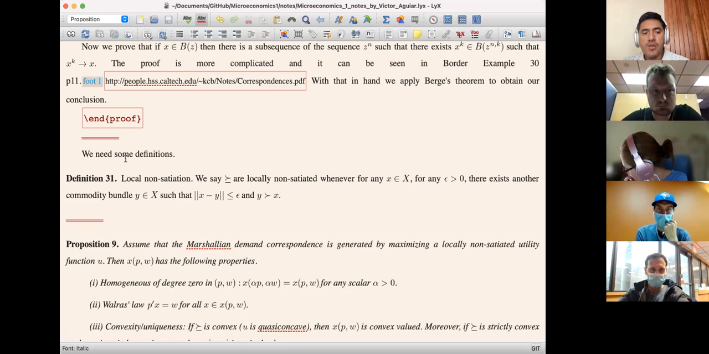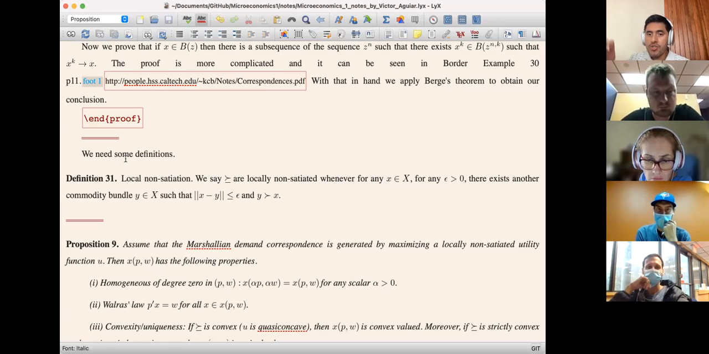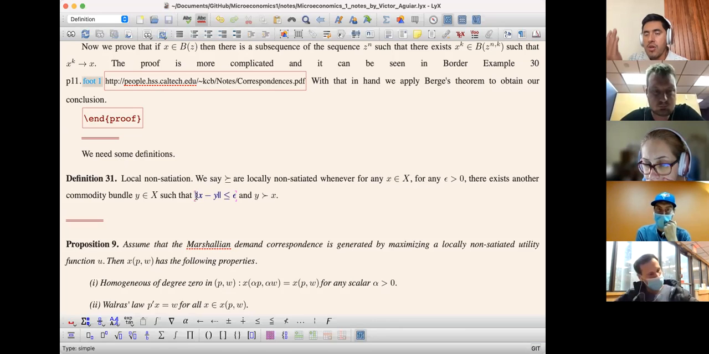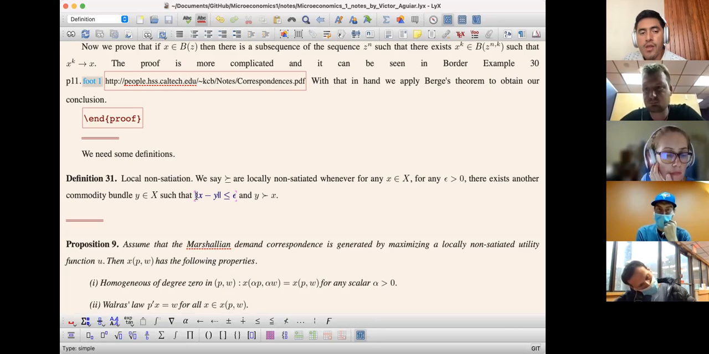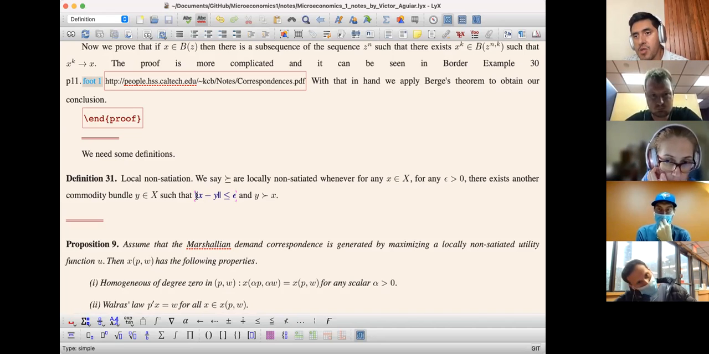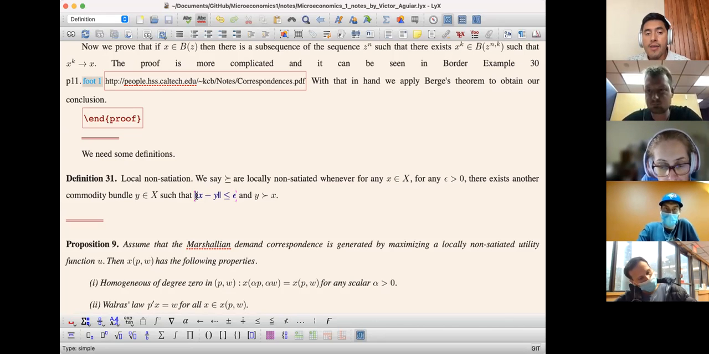Local non-satiation says that we have a preference, and we say that this preference is locally non-satiated whenever for any x in the choice set, and for any epsilon, which is a small positive number, there exists another commodity bundle y that in the norm, you can think of this as the Euclidean norm, is close enough to x. That means that the norm of x minus y is less than epsilon for any epsilon that you pick. It can be arbitrarily small, such that y is strictly preferred to x, okay?